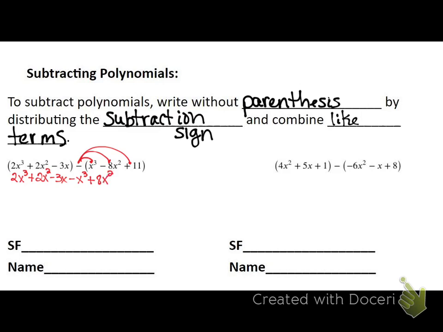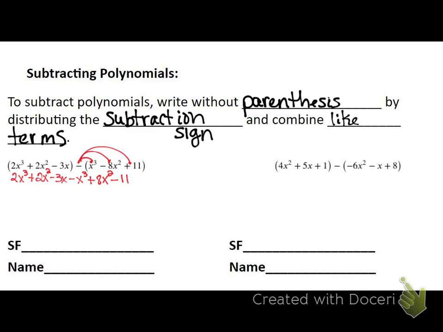And then I distribute a negative to a positive, that's going to be a negative 11. Okay, so there, I did the first two steps in one. I dropped my parentheses, I distributed my subtraction sign. Now my next step is combine like terms.